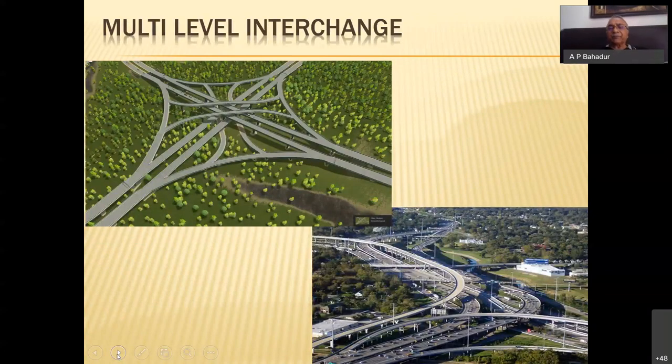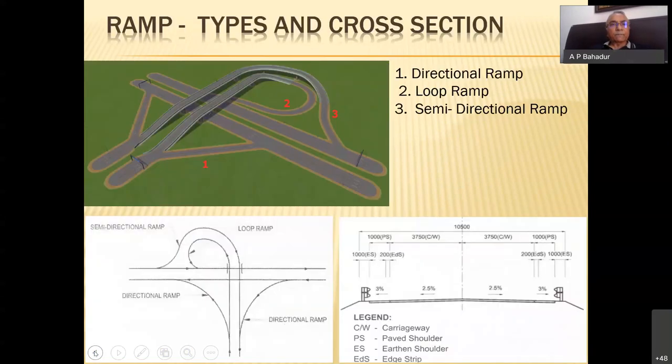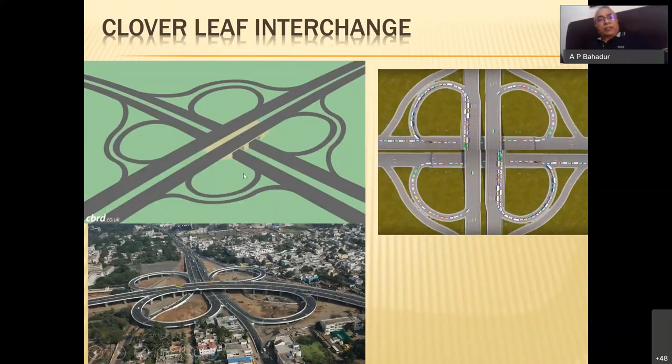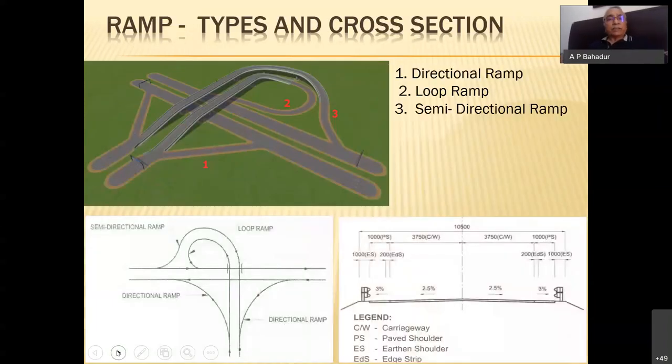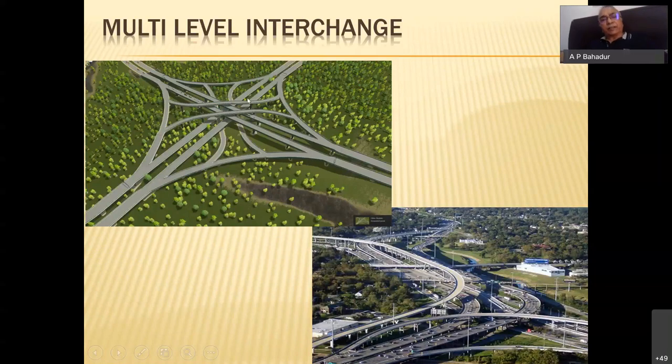Now this is your multi-level interchange, where, as you can see here, it may have two levels or three levels, but all the movements are taking place at different levels. As you saw here, for example, weaving is necessary, because, say, vehicle movement like this and vehicle movement like this, then this is your weaving length and then taking off. So this becomes a very important and critical length from a safety point of view. You have to properly line it, and so on. But in this case, all the turnings are taking place at different levels, so you don't need to bother about it. This is your multi-level. This is the highest form, the safest form and the most efficient one.